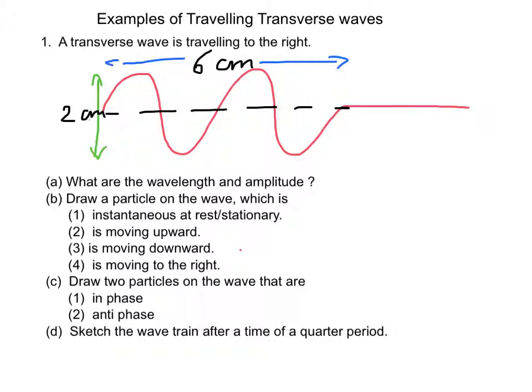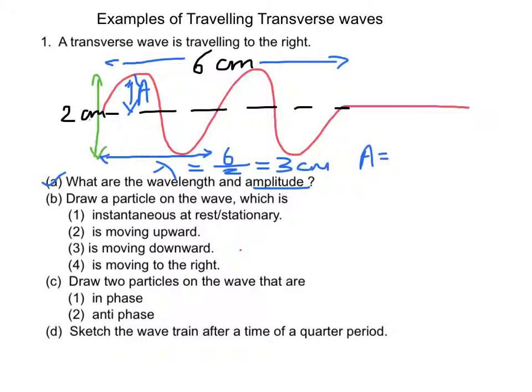Examples of travelling transverse wave. Now look at number 1. Part A. There are two complete waves, and the wavelength lambda is equal to 6/2 equal to 3 cm, and the amplitude of the wave A is equal to 2 cm divided by 2, which is 1 cm.